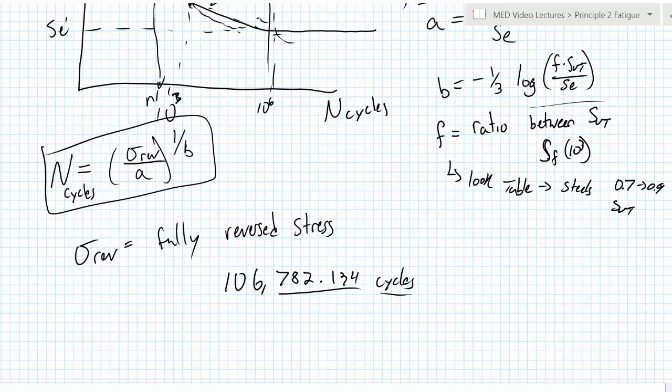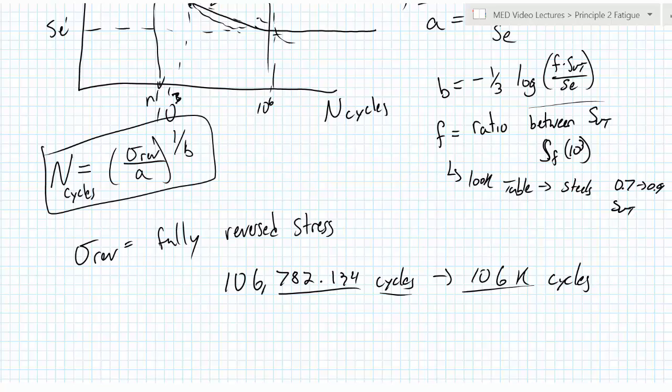As an engineer, you must never report anything more accurately than you actually know. So our best accuracy here is going to be, say, something like 106,000 cycles, and even an underestimate would be fine. You're close enough. You don't want to be pushing it to get that 700 more cycles out of your part before you, say, repair it. So try to be conservative on your estimate here.